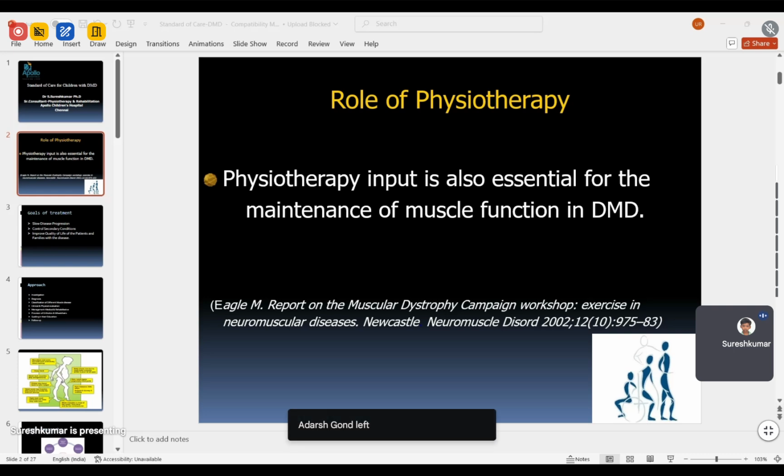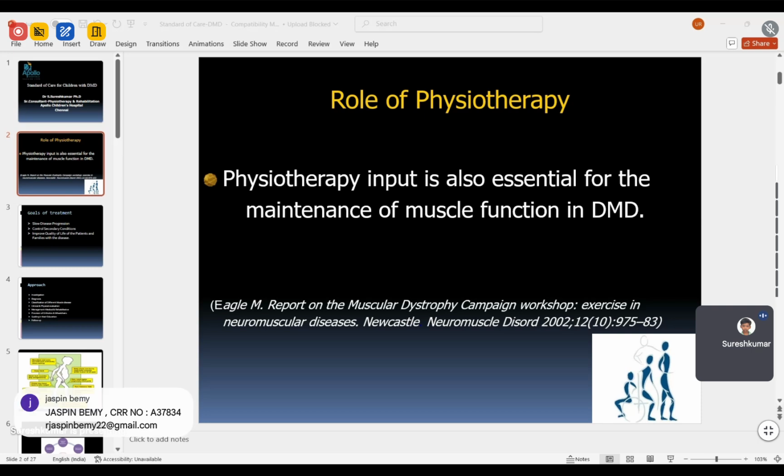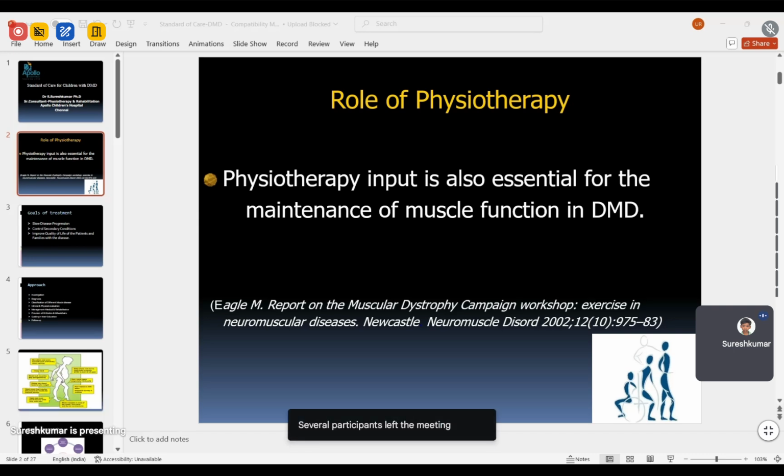From our physiotherapy point of view, physiotherapy input is very essential for the maintenance of muscle function in DMD. The main focus of treatment is to slow the disease progression, control secondary conditions, and improve the quality of life of the patients and the family with the disease. As you all know, when the child has been diagnosed with Duchenne muscular dystrophy, in the initial 5 years, there is no major medical intervention made by the neurologist. All the interventions are based upon certain outcome studies available.